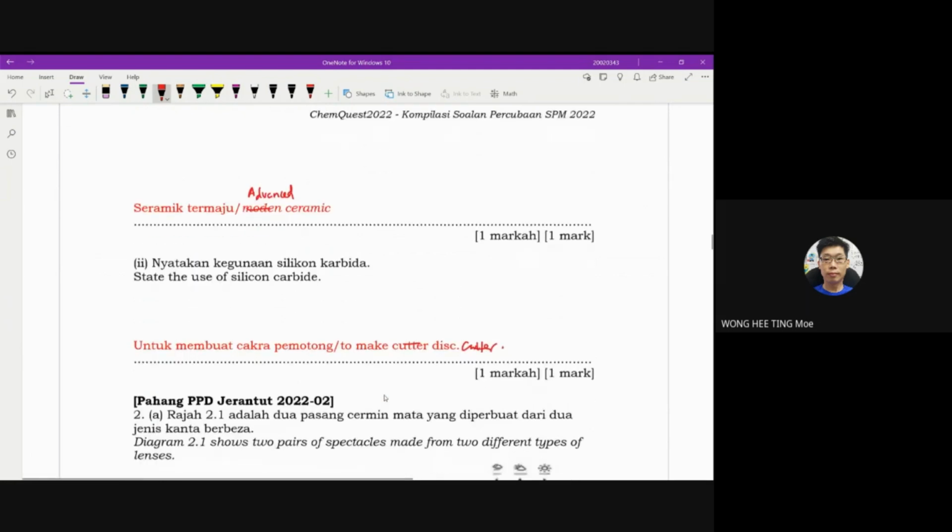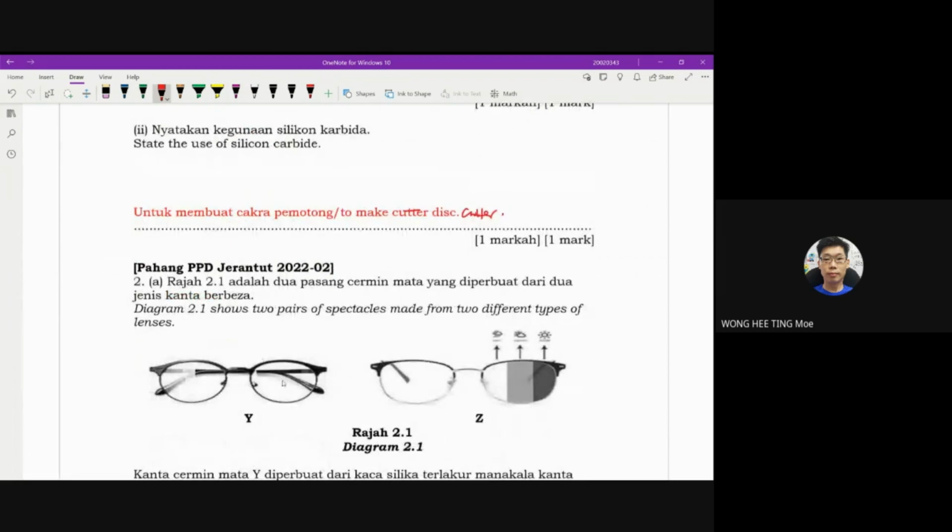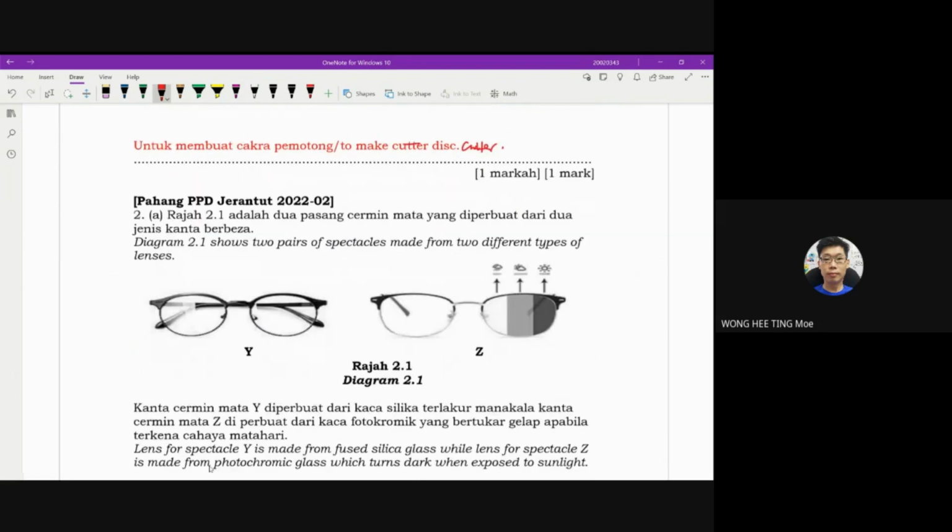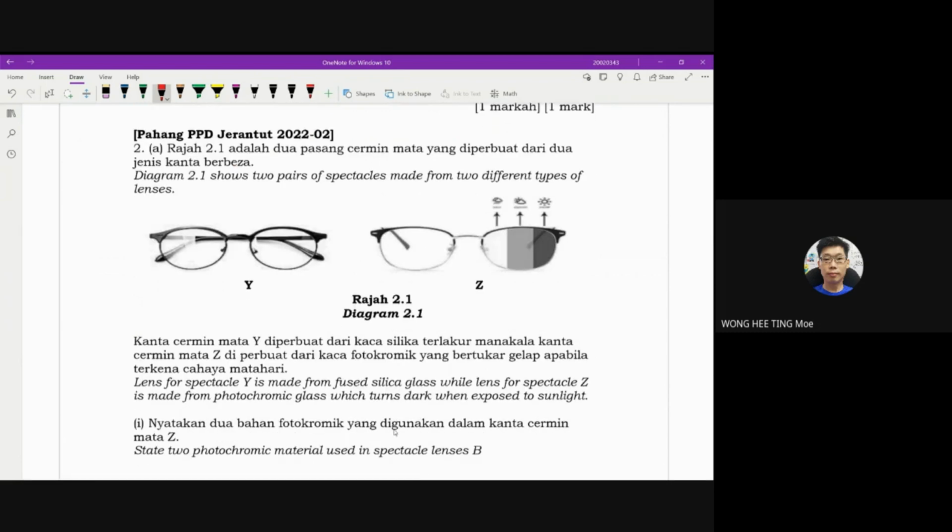Next, the diagram shows 2 pairs of spectacles from 2 different types of lenses. Again, you see this one under the sunlight, it turns dark. When it enters a dark room, it becomes transparent. So the lens for spectacle Y is made from fused silica glass, while the lenses for Z are made from photochromic glass, which turns dark when exposed to sunlight. Step 2, photochromic material used in the spectacle lenses for Z, not B. So what is the material?